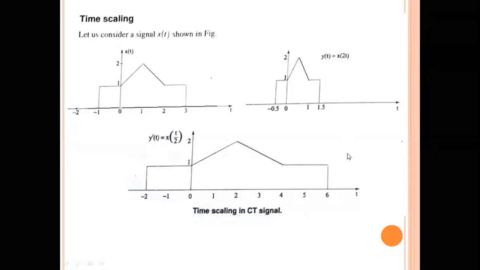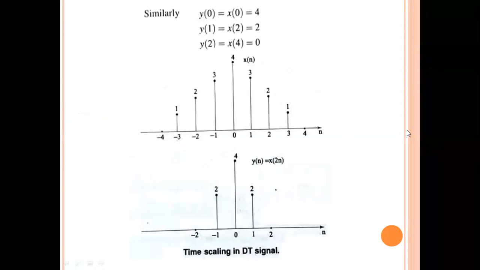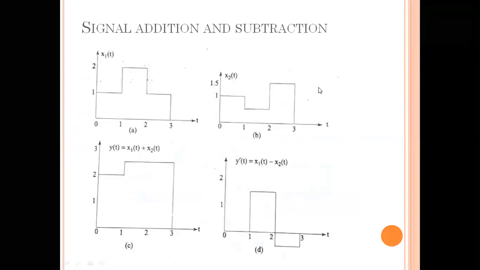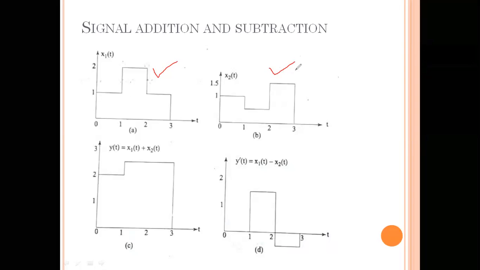Now let us quickly continue. So this is the discrete time case. This is exactly similar to the earlier version, that is the continuous time case. If you understand the continuous time case clearly, then it is also easy to get this discrete time case. Now see here, signal addition and signal subtraction. Here you have been given x1 of t and x2 of t.